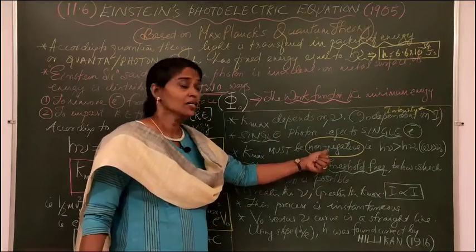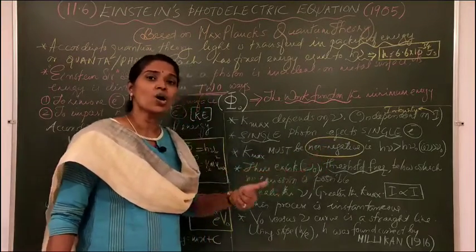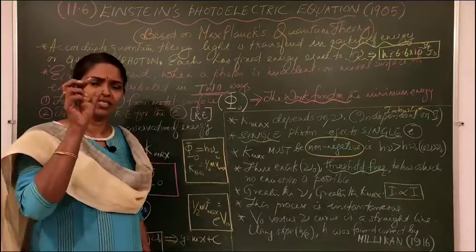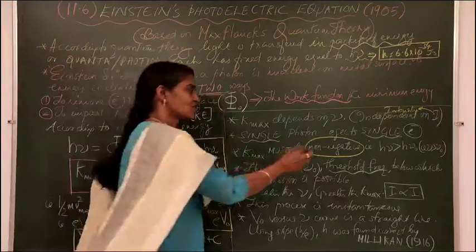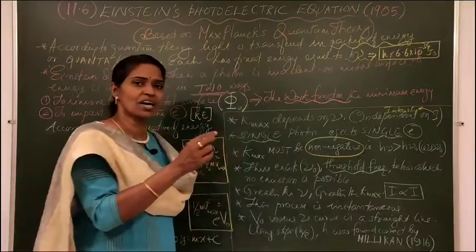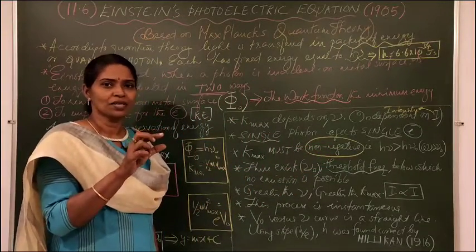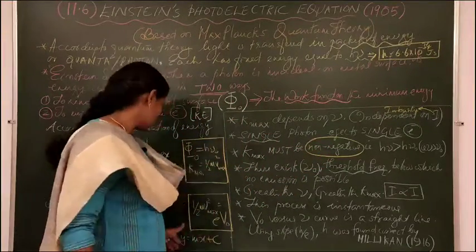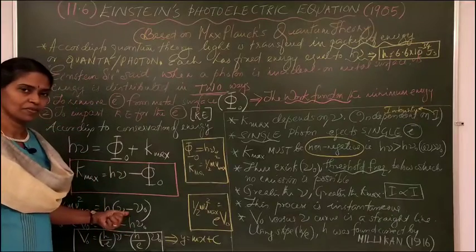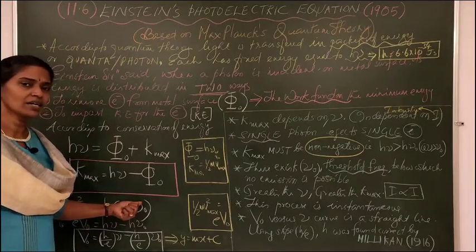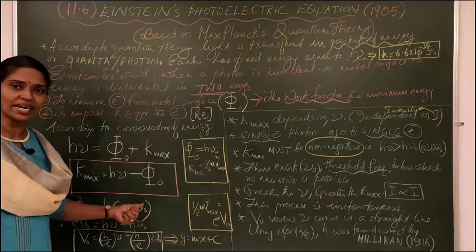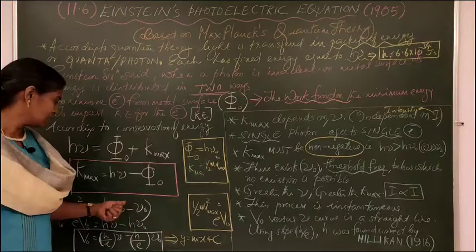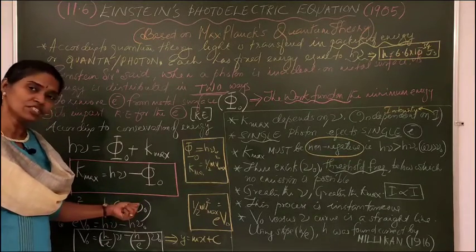Next one, K max must be non-negative. This is a very surprising word, non-negative. That was used in a very particular, specific manner. Otherwise you could have said positive value. But non-negative because you look at this equation. If this is 5 minus 3, it is positive, right? But if it is 3 minus 5, it is negative. Meaning what? 3 is nu, 5 is nu 0.